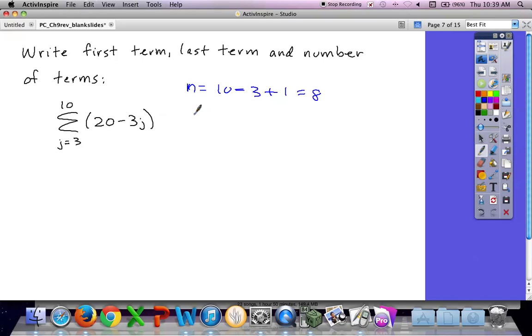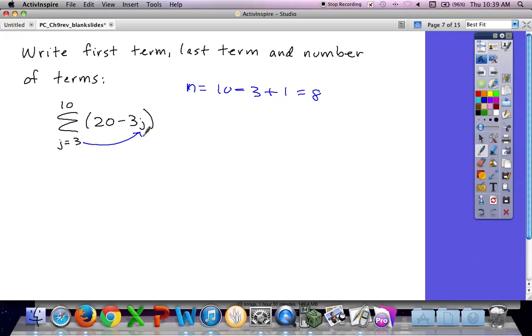Okay, how do I find the first term? Plug in what? Okay, so you plug in 3 here, and you're going to get 20 minus 3 times 3, which is 11.